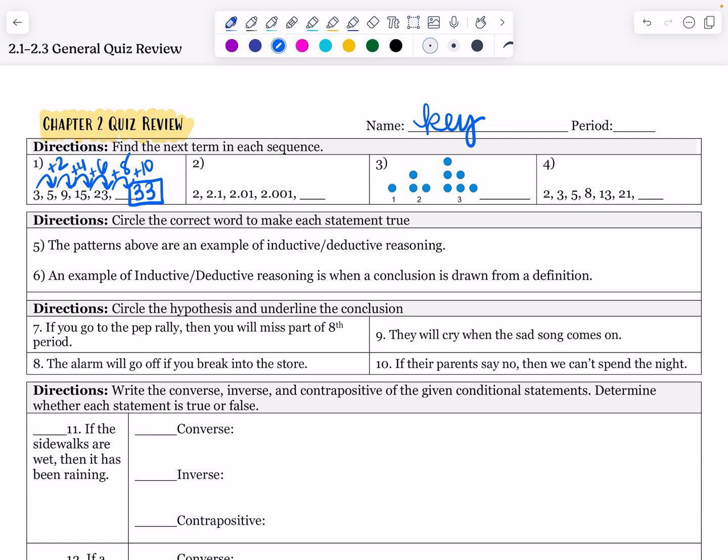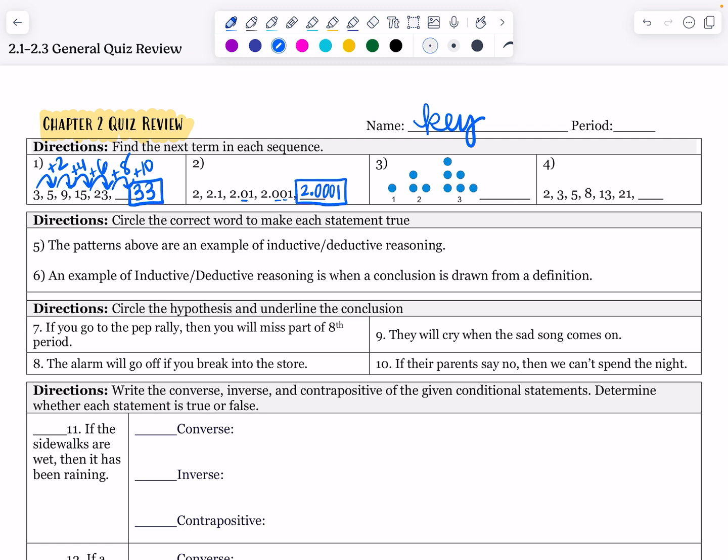We start with the number 2, and then we go to 2.1. And then we go to 2.01. And then we go to 2.001. It seems as if they are putting an additional 0 after the decimal each time. And so we would put 3 zeros because we went from 1 here to 2 here to 3 here. So 2.0001. And so we are going to make that our next term in the sequence.